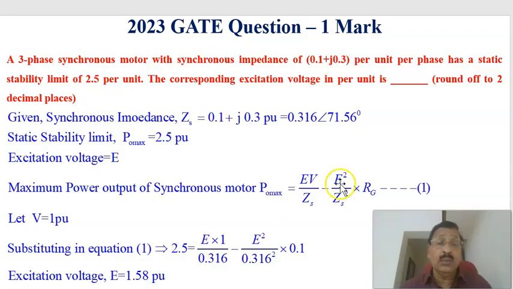Therefore, 2.5 equals E, which is unknown, into V, which we consider equal to 1 per unit. So 1 divided by ZS, the magnitude 0.316, minus E square divided by 0.316 square into this 0.1, that is RA. From this equation, we can calculate the excitation voltage as 1.58 per unit. Therefore, in the synchronous motor, the excitation value required is equal to 1.58 per unit.